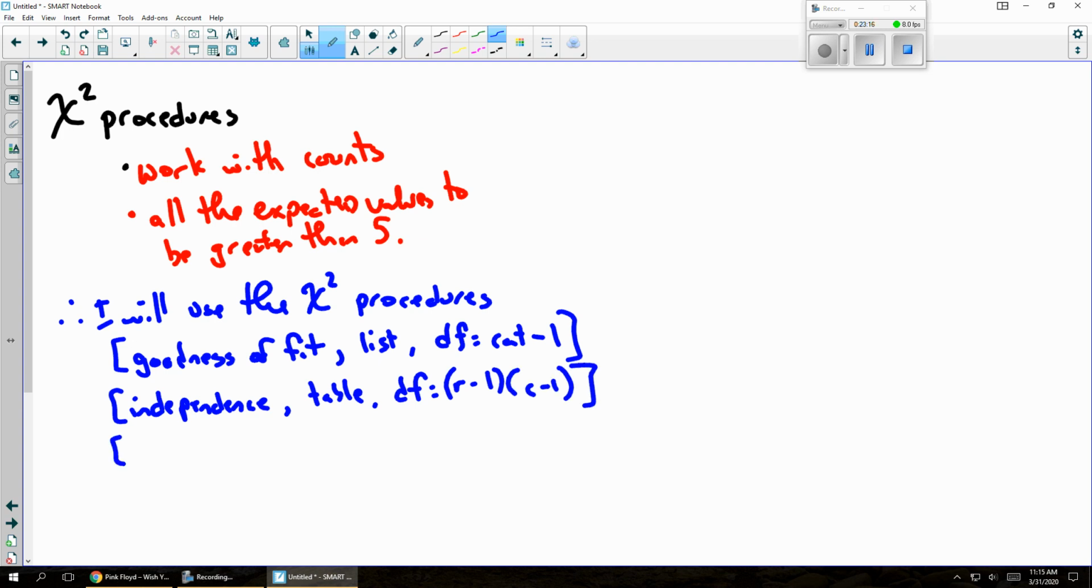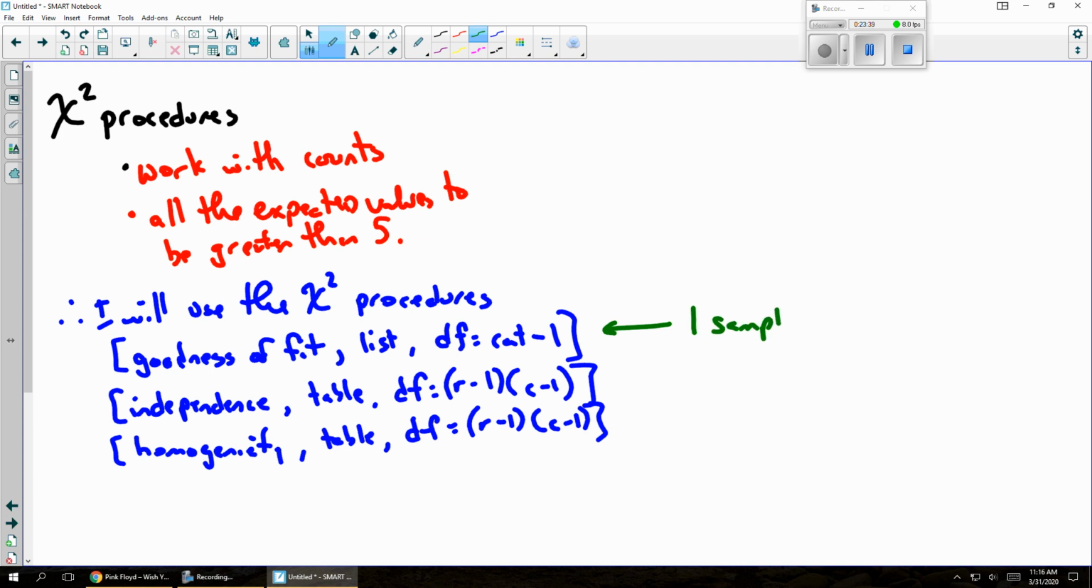Or I've got a chi-squared test for homogeneity. And again, that's when I have a table and the degrees of freedom, just like a test for independence, are row minus 1 times column minus 1. And if you kind of want to know the distinction, it sort of looks like this. This is when I have a one sample, one variable problem. So that's why it's in a list.